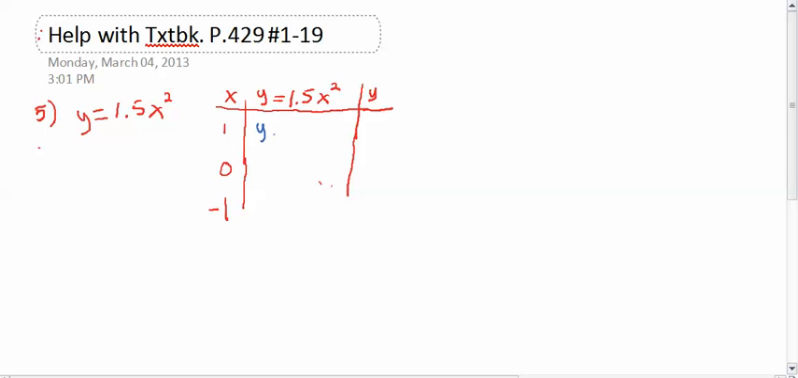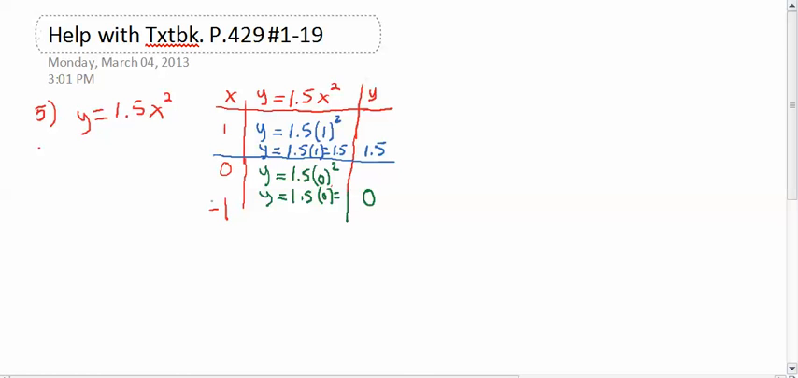I'm going to say y is equal to 1.5, and instead of x, I'm going to put 1 squared. So y is equal to 1.5, and then 1 times 1 is 1. When I do 1.5 times 1, I get 1.5 back. So my y is 1.5. Okay, that's that one. Then I'm going to plug in 0. So y is equal to 1.5 times 0 squared. 0 times 0 is 0.